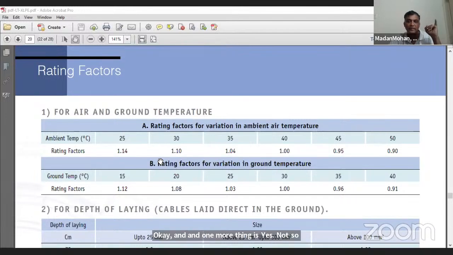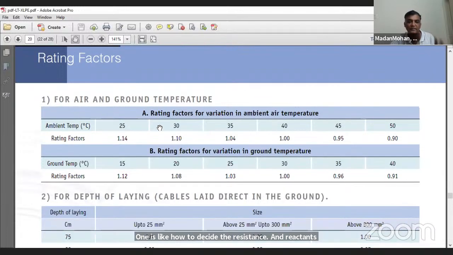Now, so far in the cable catalog, we understood how to decide the resistance and reactance and current carrying capacity of the cable. And here, these are the rating factors. These are very, very important. These are called derating factors of the cable. Derating is nothing but oversizing of cable, or overrating of cable, based on the actual laying.